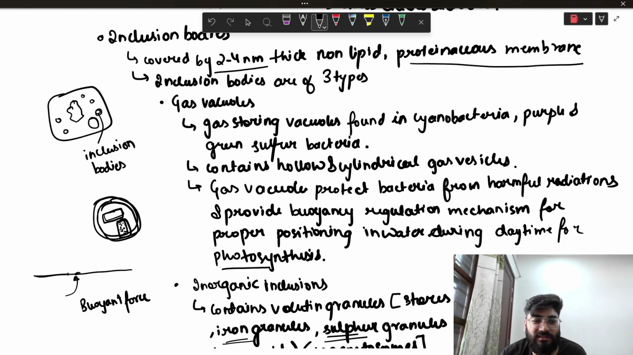Let's say we have this surface of water here, and this bacteria is present on the surface of water, but earlier it was inside the water, but now it is daytime. So the bacteria goes up with the buoyant force which is provided by the gases present inside the gas vesicles, which are present further in gas vacuoles. This helps the bacteria stay on top of the water surface and do photosynthesis and generate its own food.